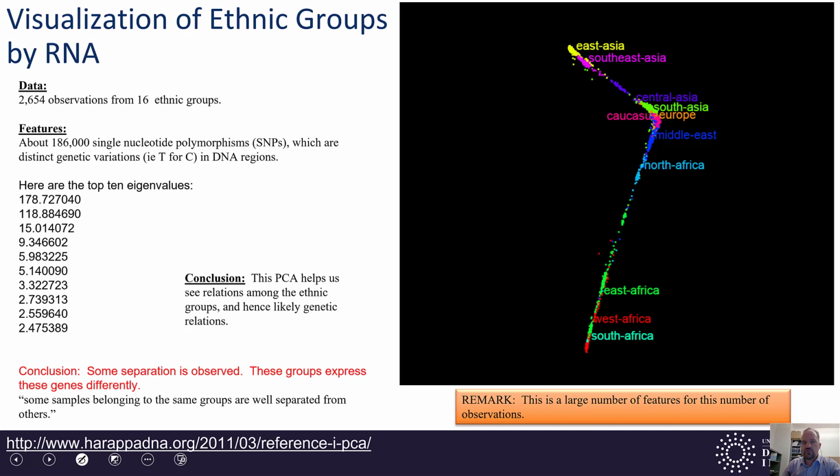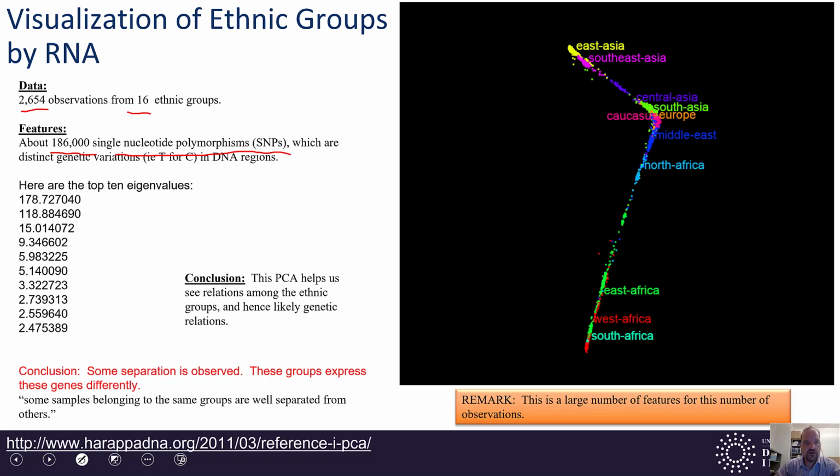Here's another use of principal components. This is a visualization of ethnic groups based on DNA. We have 262,654 observations from 16 ethnic groups. The features here are about 186,000 single nucleotide polymorphisms, which are genetic variations that can be detected. So we have 186,000 feature variables, a large number, really high dimension. We're in 186,000-dimensional space.